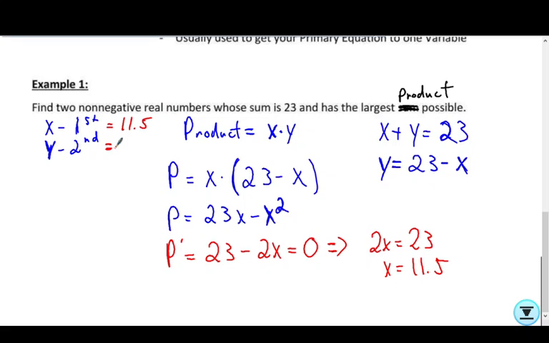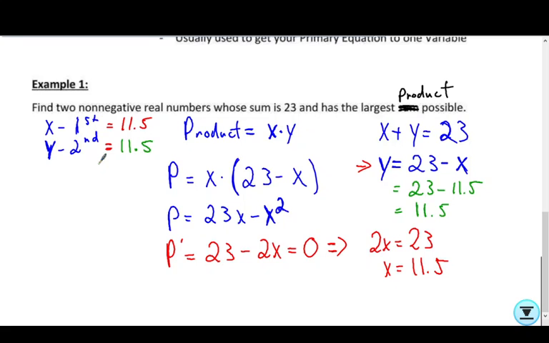Well, what is y? Well, then we use this equation right here to find y. 23 minus 11.5, which is 11.5. So the two numbers that add up to 23 but give me the largest product possible are 11.5 and 11.5. Okay?